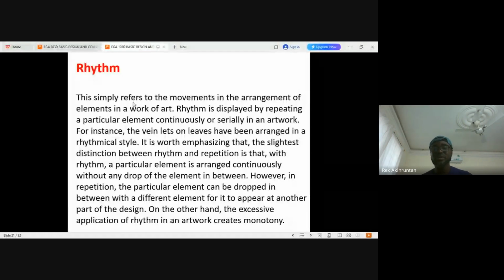This principle simply refers to the movement in the arrangement of these elements in an artwork. So rhythm is displayed by repeating a particular element continuously or serially in an artwork. For instance, the vine and the leaves have been arranged in a rhythmical style. Let me see what I can use as an example.